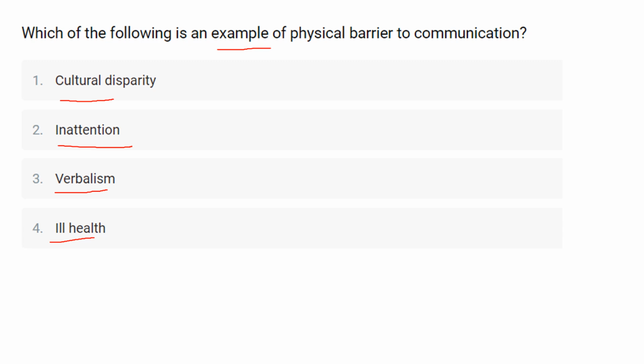So here the physical barriers are the most visible impediment to effective communication. This includes noise, closed doors, faulty communication equipment, closed cabins. Okay, in a large office the physical separation between the employee and the facility equipment can create a significant barrier to effective communication. If the receiver, the one who is receiving the message, has a problem of hearing, or is ill, or a speaker has a speech disability, then it is included in the physical barrier. That means the correct answer for this question will be option number 4.